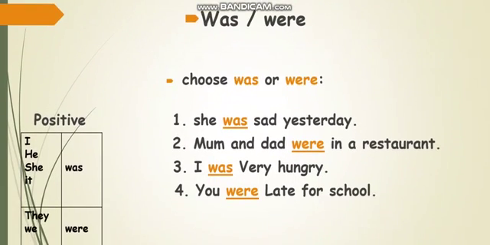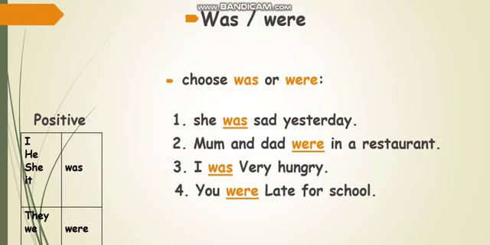Now, let's do this exercise. Was or were. In the positive, we have to write was or were. I was, he was, she was, it was. In the plural, they were, we were. Okay? You were. So number 1, she was sick yesterday. Yes, we have to write was. Number 2, mom and dad.